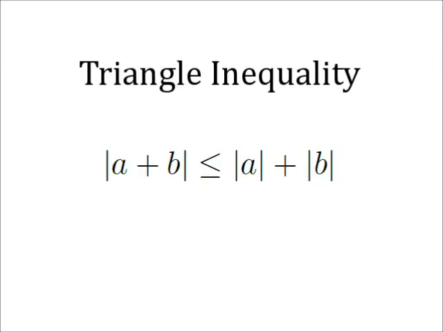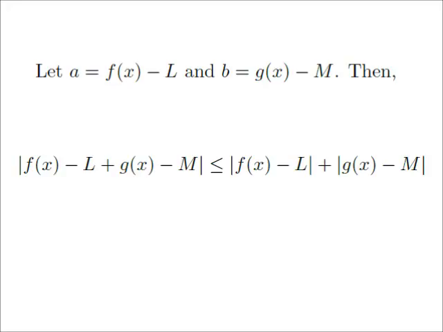Let's start with the triangle inequality, which states that given any two real numbers a and b, the absolute value of the sum of a and b is less than or equal to the sum of the absolute values of a and b. Now let's substitute f of x minus L for a and g of x minus M for b. Then the triangle inequality looks like this.